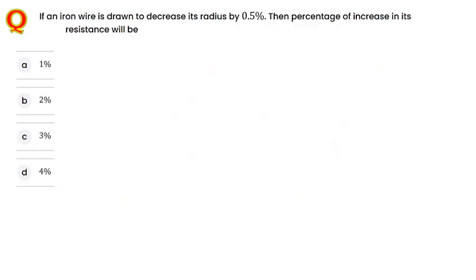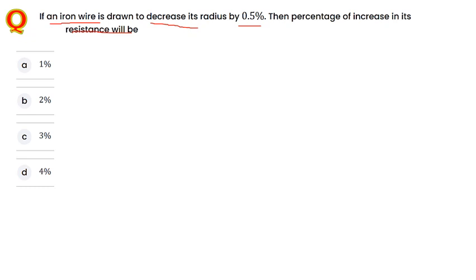Next one is, an iron wire, see they have specified iron wire, so rho remains constant, is drawn to decrease. Here they are going to decrease its radius by 0.5 percentage. Then the percentage increase in resistance. See here, once you reduce the radius, that means the thickness of the wire will decrease. Once the thickness decreases, R is proportional to L by A.